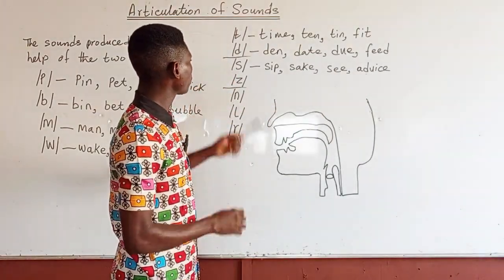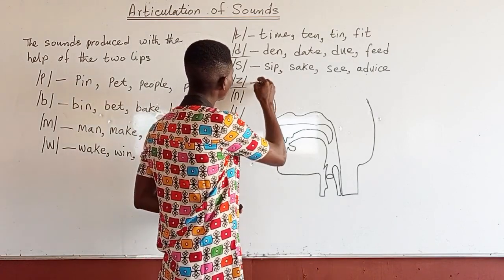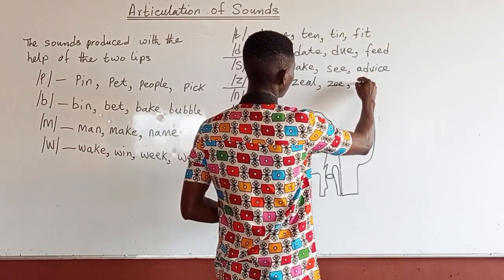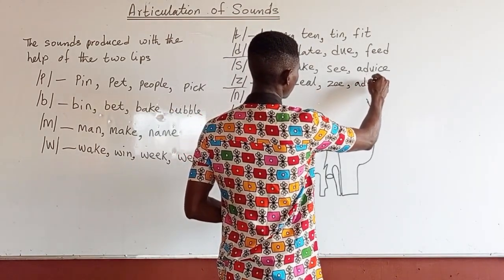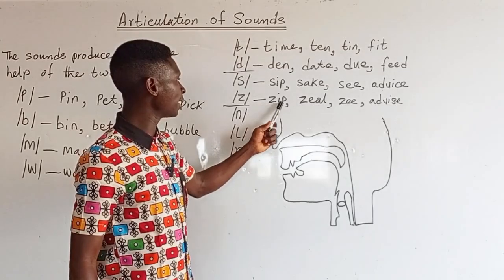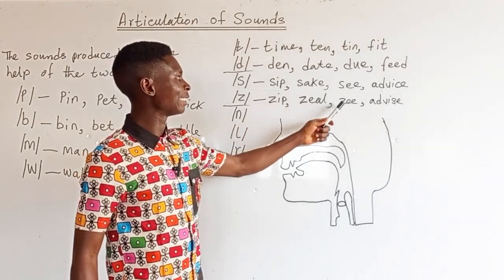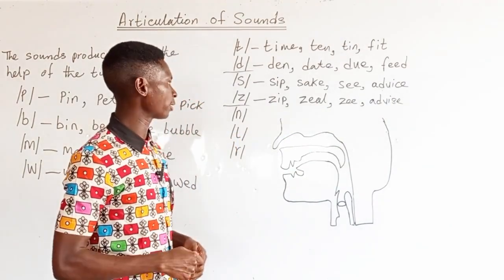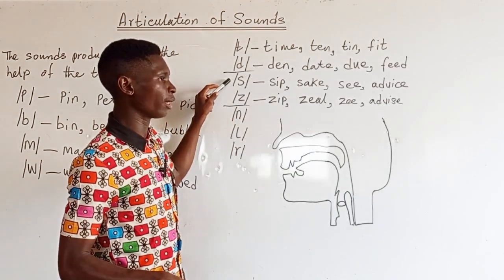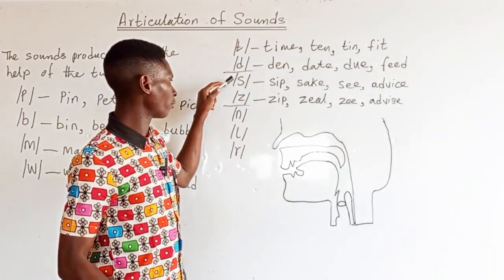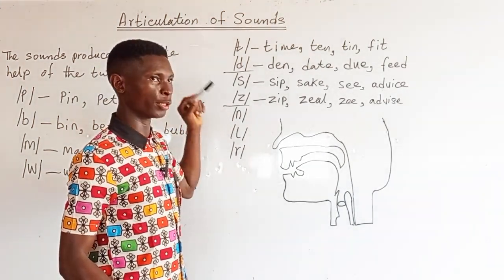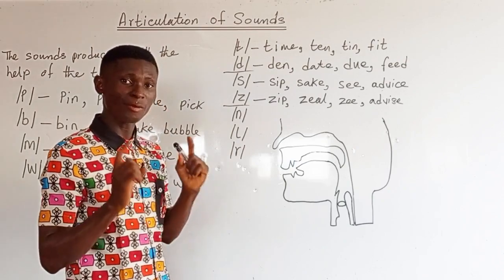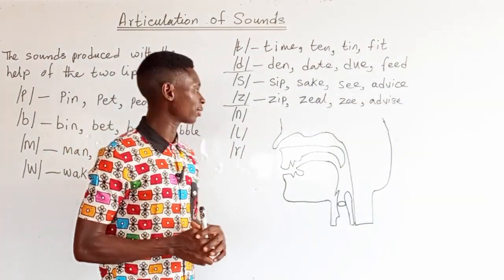Good. So also we can have here zip, zeal, zed, advise. So you can spot the difference between these and these. This one, there is no voice. This is unvoiced. This is voiced. All right. So note the difference and the way to place your tongue to articulate the sound.